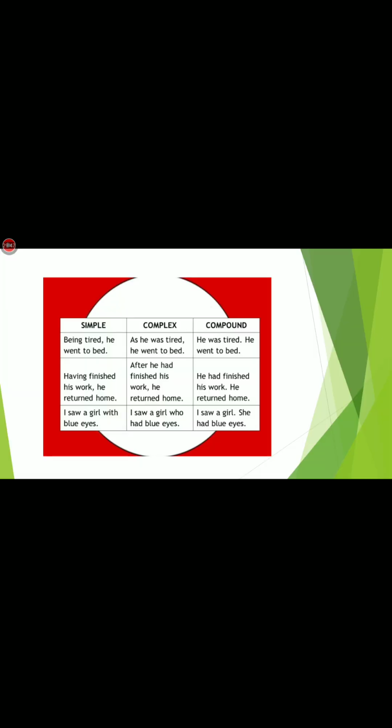So we come to the end of this session, and I hope you students have understood. Next time we will come with some more exercises so that we can discuss.